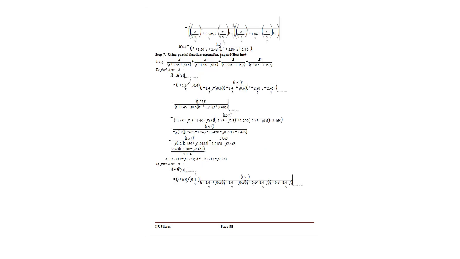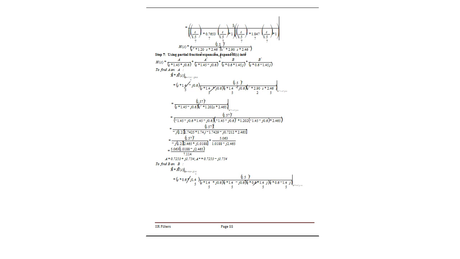Next, step 6 is the transfer function H(s). So H(s) is equal to HA(s), where s is replaced by s by Ωc, that is 1.57. So wherever there is s, we substitute s by 1.57 in all the terms. Then we will receive the answer for H(s). Next, step 7: using partial fraction expansion, expand the H(s) into H(z).